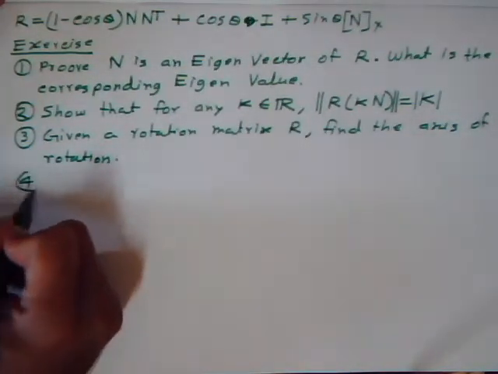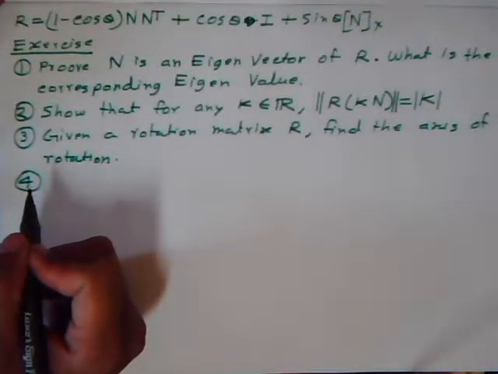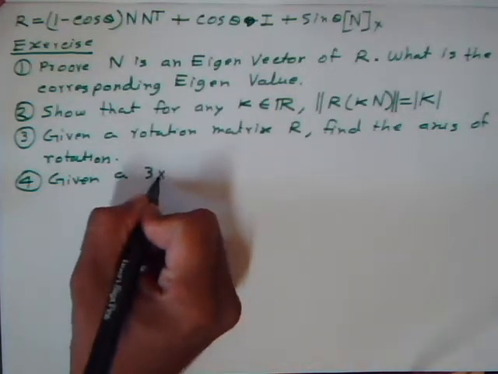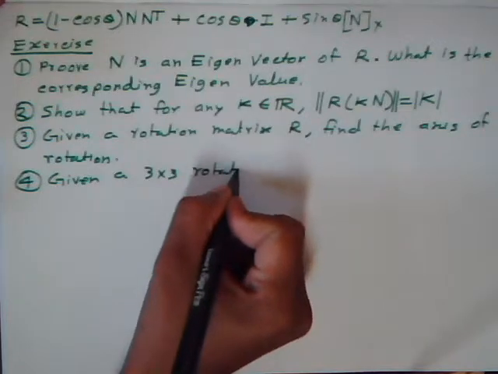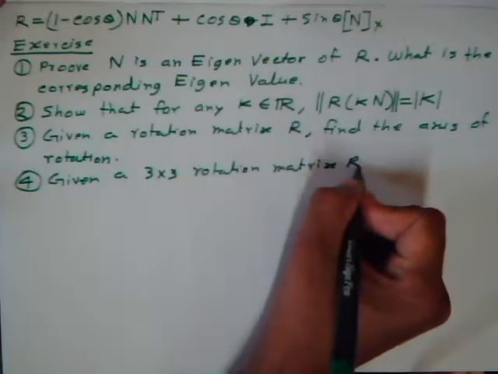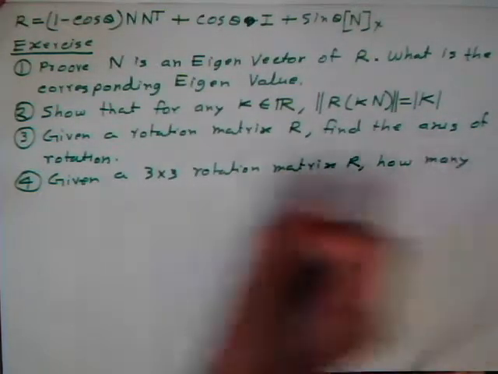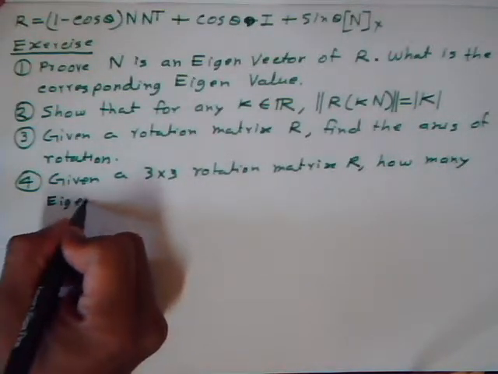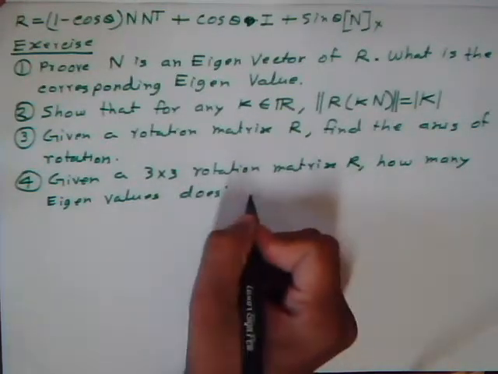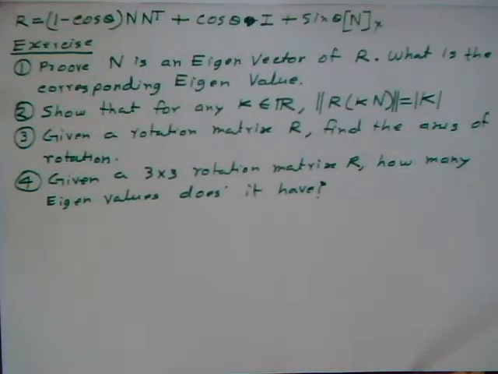Next, question number 4. Given a 3 by 3 rotation matrix R, how many eigenvalues does it have?